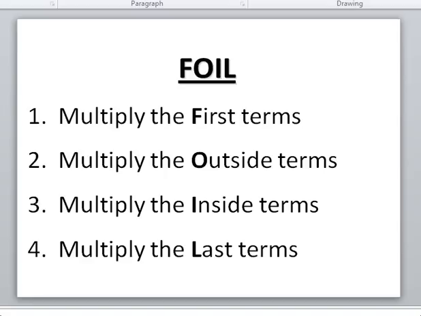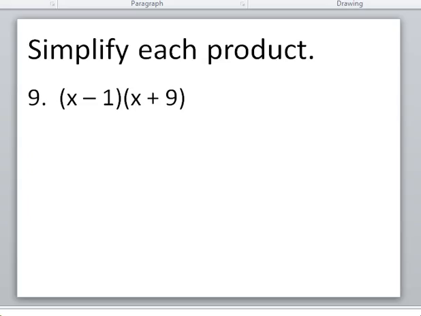Alright, the next type of problem we're going to do is with a binomial times a binomial, and we're going to use an acronym called FOIL. What we're going to be doing is multiplying the first terms, then the outer terms, then the inside terms, and the last terms. So let me go ahead and show you what that means.